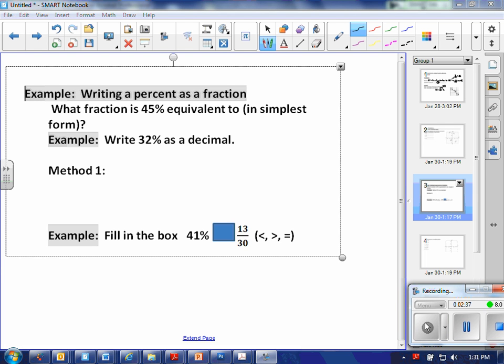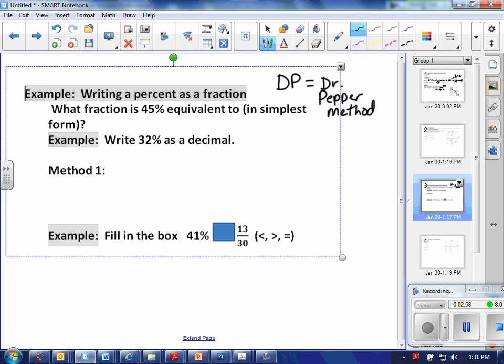All right, next with fractions is writing a percent as a fraction. It's really easy. I'm going to teach you a method here in a second. I think you'll remember this. It's called the Dr. Pepper method. It's pretty easy to remember. And I'll show you how it works.